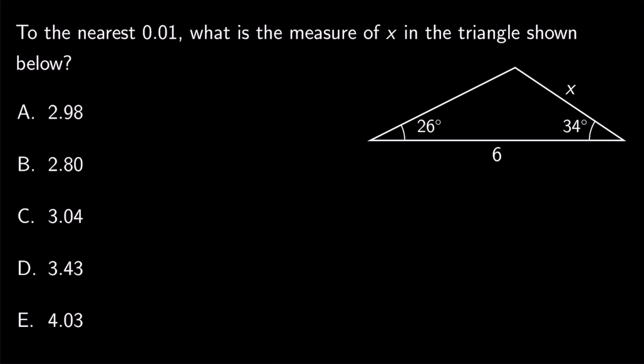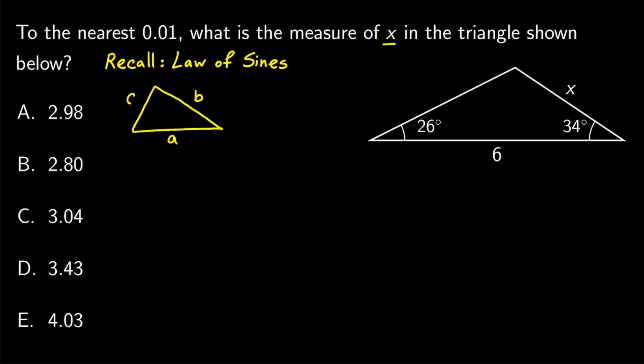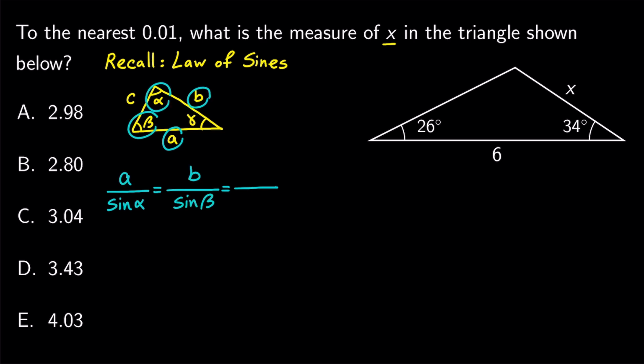To the nearest 100ths, what is the measure of x in the right triangle shown below? Well, to solve this problem, we use the law of sines, which says that in a general triangle with sides A, B, and C, and angles alpha, beta, and gamma, the following relation holds. A over sine of alpha equals B over sine of beta, which is equivalent to C over sine of gamma.